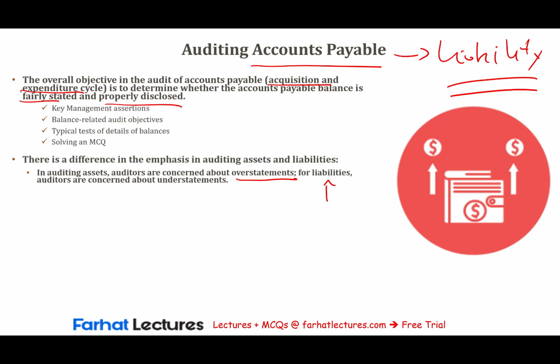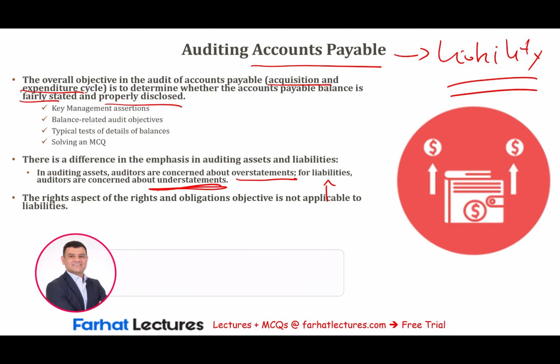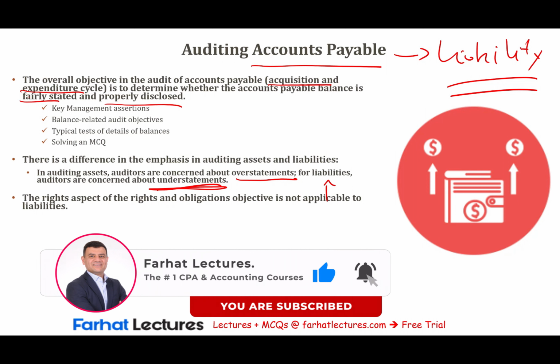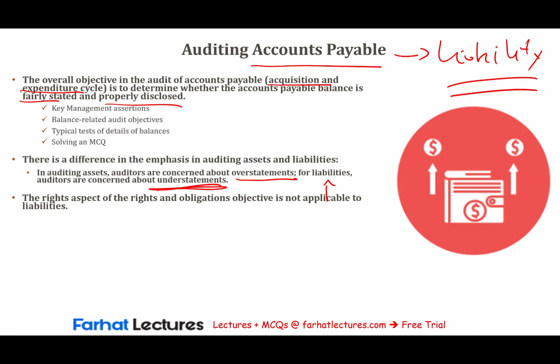For liabilities, on the other hand, the concern of the auditor is not overstatement, it's understatement. They are hiding, they are not showing all their liabilities. So when you approach this balance, if it's an asset, you're approaching it from a different perspective. The rights aspect of rights and obligations is not applicable to liabilities. You are not going to claim a liability if you don't have it. For an asset, on the other hand, the auditor is concerned with the client's right to use and dispose of that asset. When you claim you have an asset, I am concerned whether that right is indeed a right.